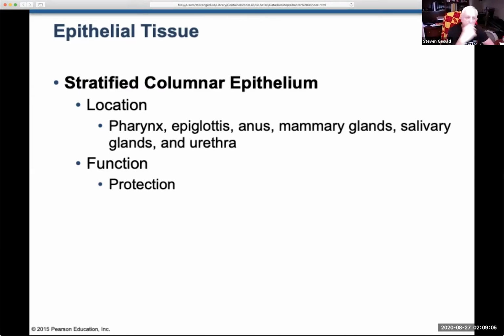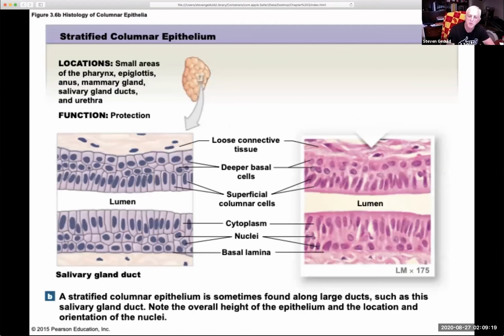Okay. So stratified columnar epithelium is located in the pharynx, epiglottis, the anus, mammary glands, salivary glands, and urethra, and it's for protection. Whenever you have stratified, a lot of times that's for protection because there's multiple layers. And you can see here, you see where the lumen is. And you see going away from the lumen, you have several layers. There's 1, 2, 3 layers. You can see it better out here where it's drawn out. But these are your columnar cells, and these are the multiple layers where they're coming from in the deeper basilar region. And this is where they're connected to the connective tissue where they're attached.